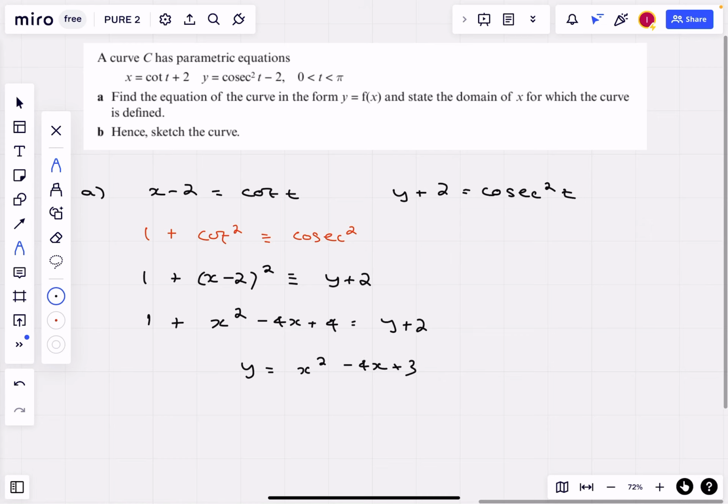Okay. The range of x when t is between 0 and pi is all the real numbers. So in this case, the domain is x can be any real number.